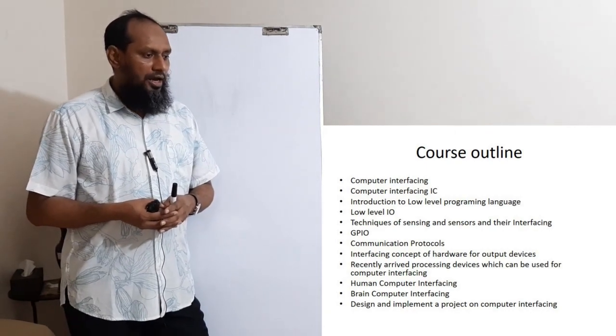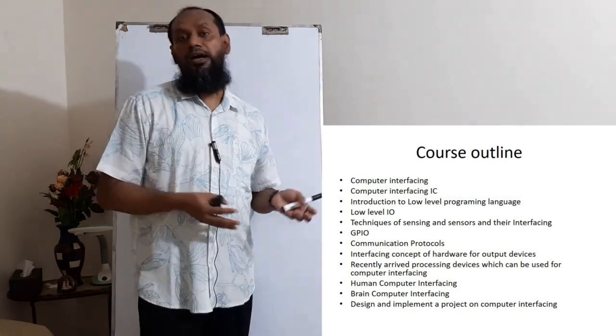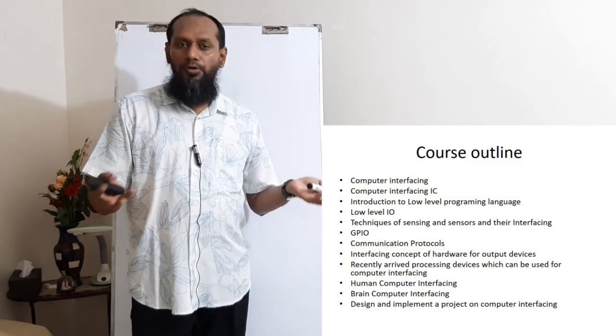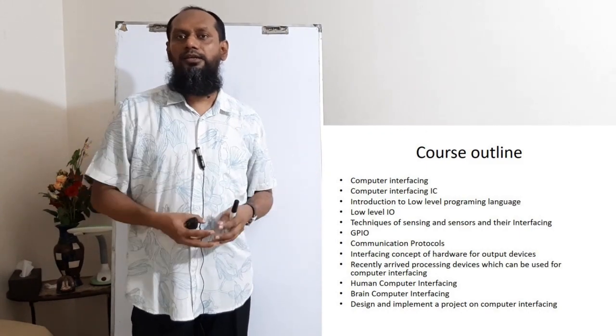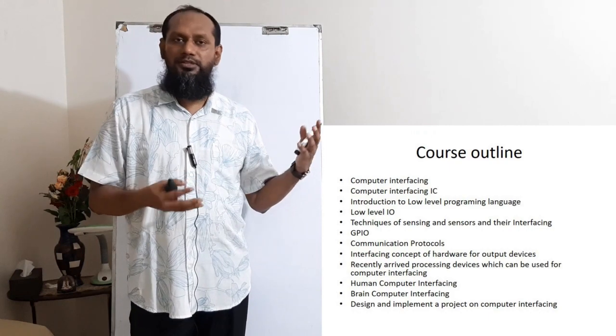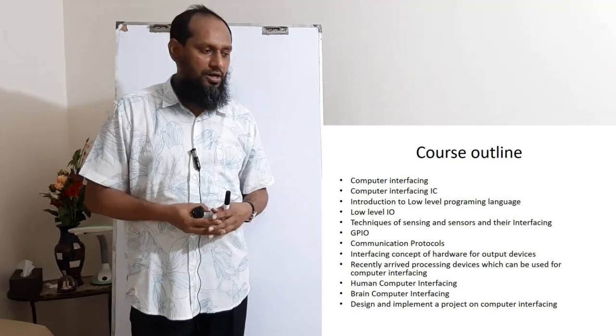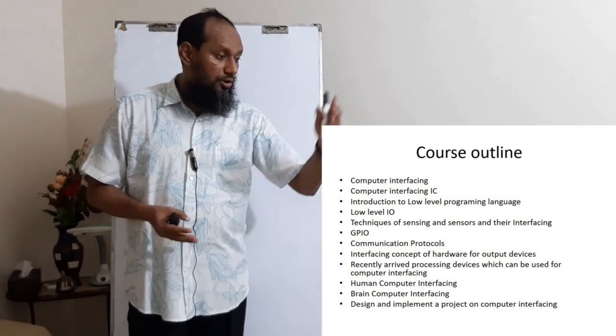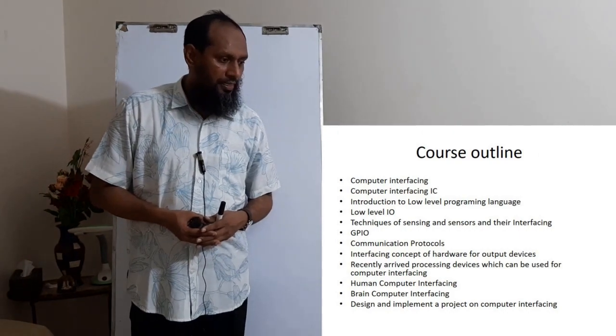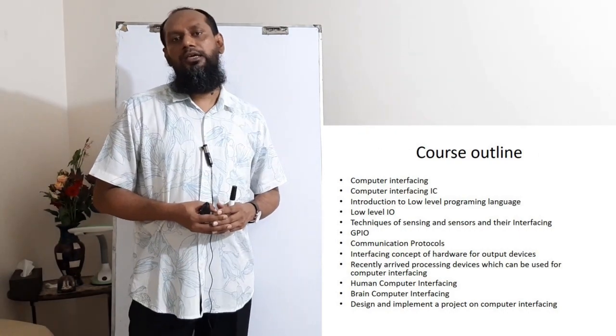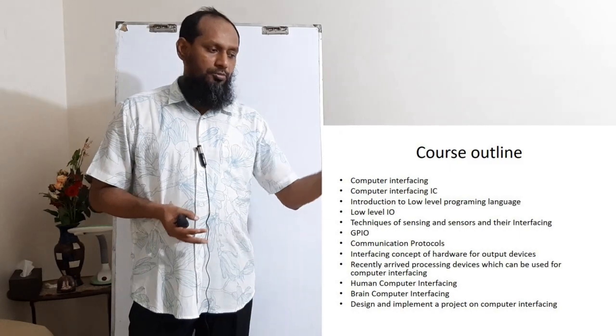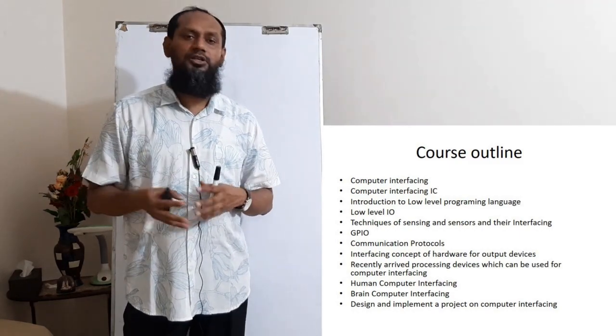And then recently added processing units like Raspberry Pi and BeagleBoard, which arrived very recently. So what is the architecture of this kind of system, and how do these systems work? We're going to discuss this. We are also going to discuss GPIO, and then some recent things like human-computer interaction and brain-computer interfacing. We are going to discuss these issues as well.